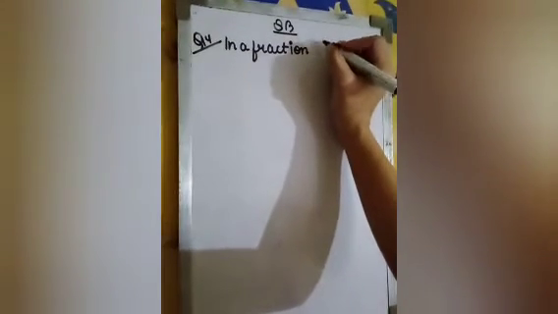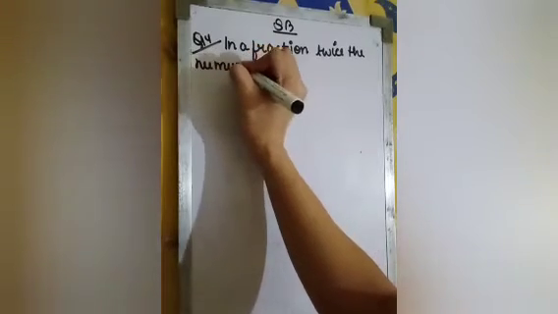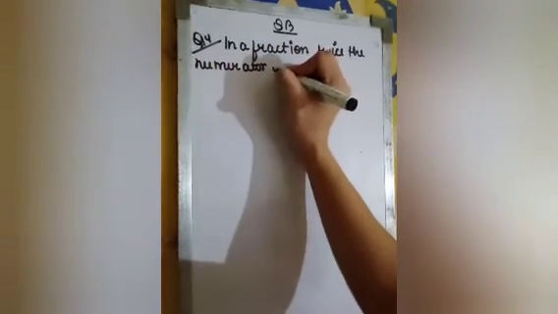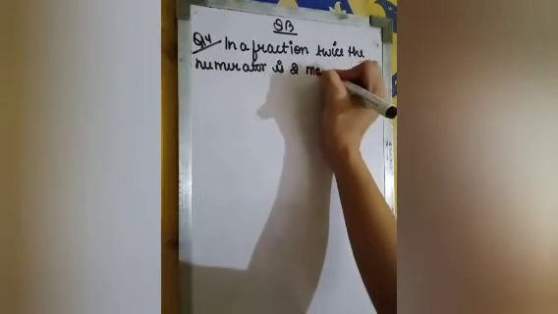Question number 14 says, in a fraction, twice of a numerator is 2 more than the denominator. Open your books and see the questions. I am just telling you the answer, or I can write the question. Let's write the question first. In a fraction, twice the numerator is 2 more than the denominator.